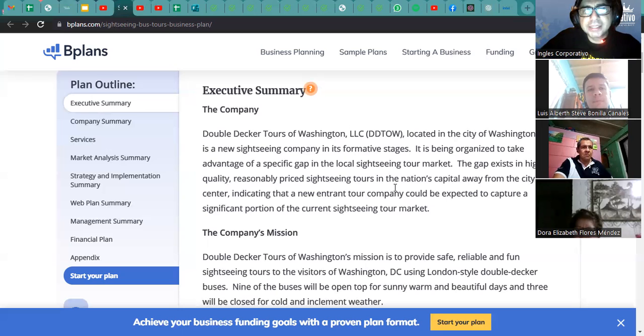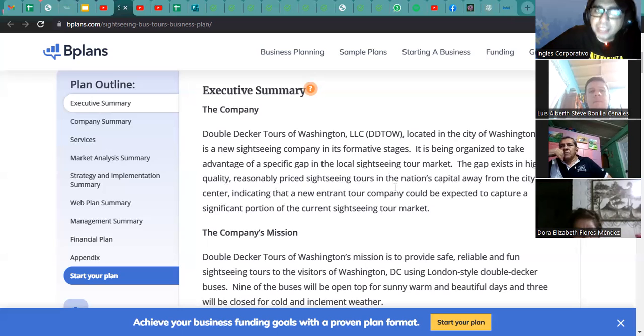Very good. And it says this is something very interesting. So you see that this is the introduction. This is about the company. And it says that it's being organized to take advantage of a specific gap in the local sightseeing tour market. So it's already telling you, yeah, we are a company that does this, and we have seen that there is an opportunity. We want to take advantage of that opportunity. And then after that, it explains what that opportunity is, the gap.